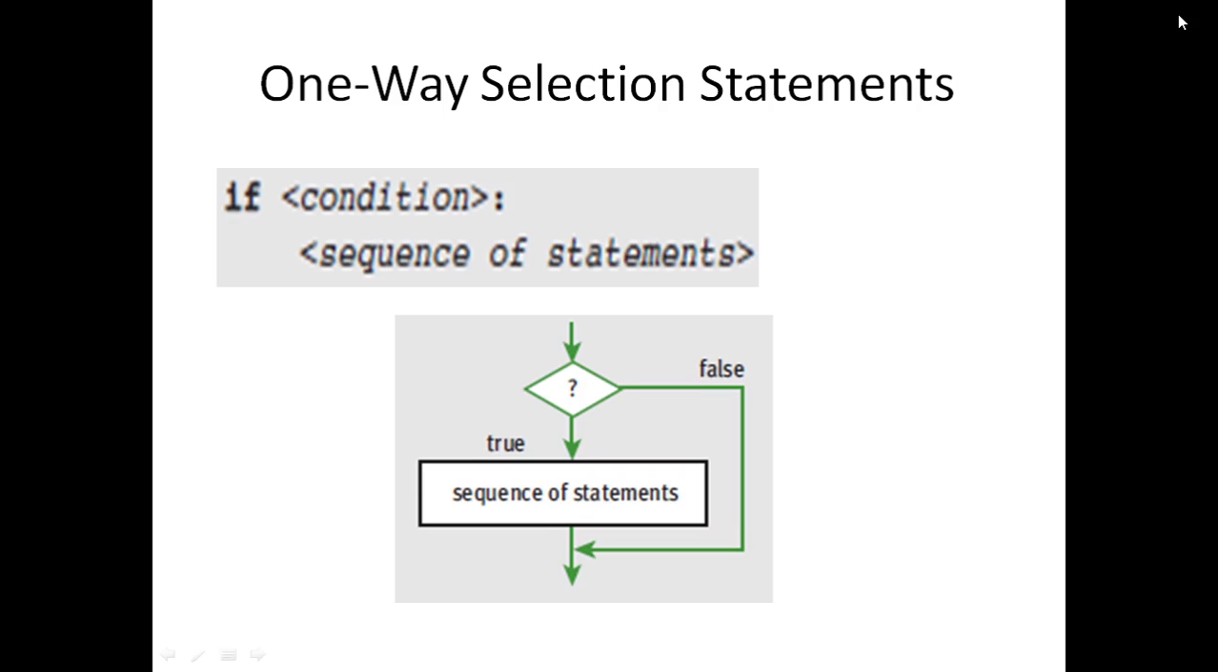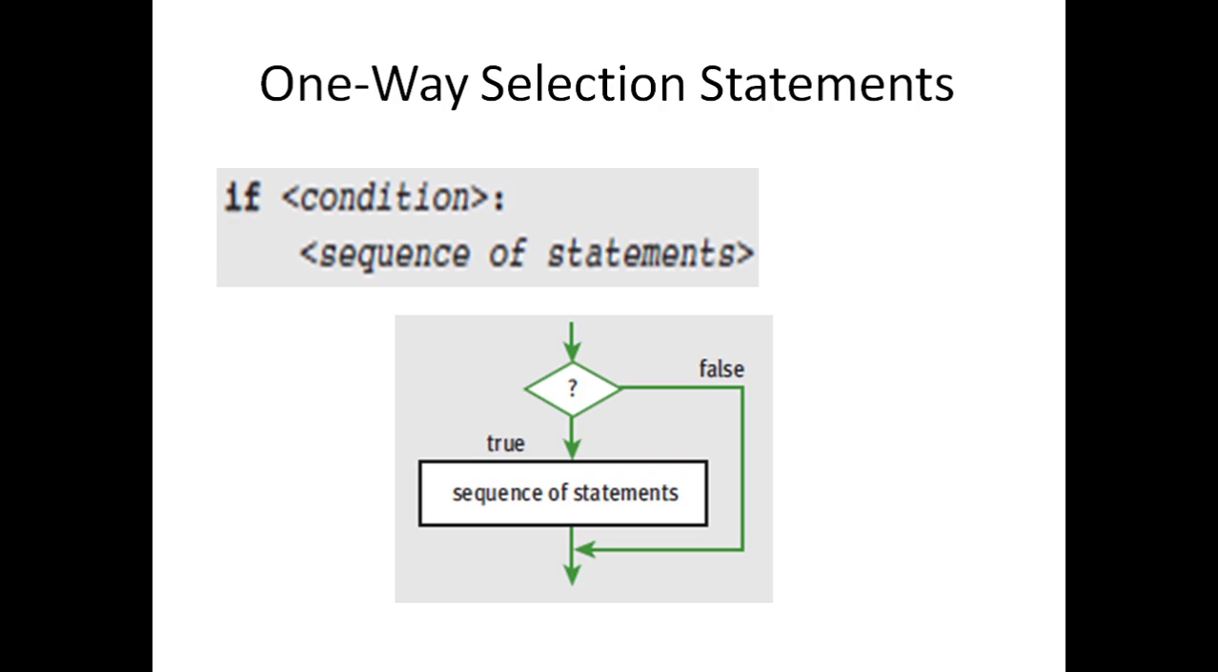Then there is a one-way selection statement also. In a one-way selection statement, the else part will not be there. So we have the if condition and a sequence of statements, and the else part won't be there. Then it is known as a one-way selection statement. What happens is that if the condition is true, it will execute the set of statements, and if the condition is false, it will execute the statement after this if statement.